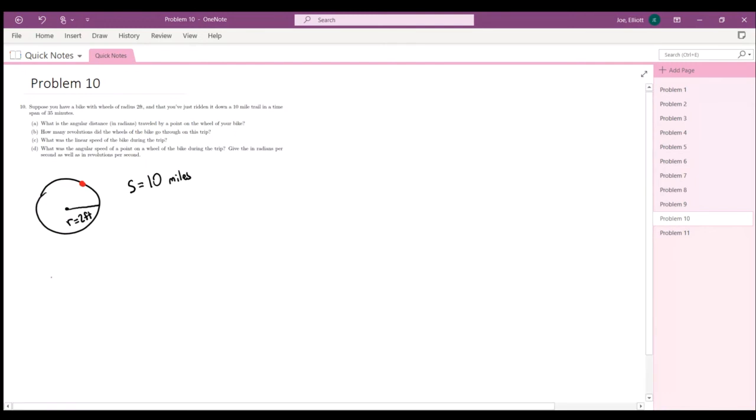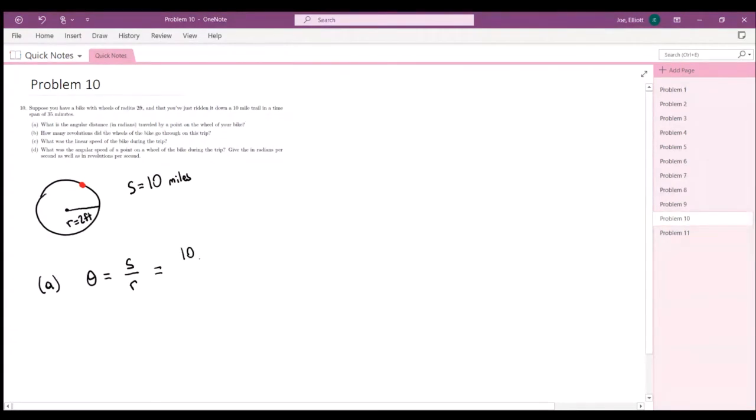So then let's look at part A first, where it's just asking for the angular distance that a point would end up traveling in radians. To get the angular distance, we can use the same formula that we used in the previous question, that the angle is the ratio between arc length and radius. So arc length over radius. Arc length we know is 10 miles. The radius we know is 2 feet. So is the answer just going to be 10 over 2? So is the answer just 5?